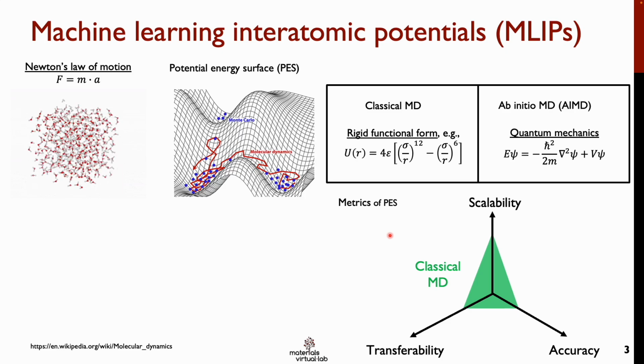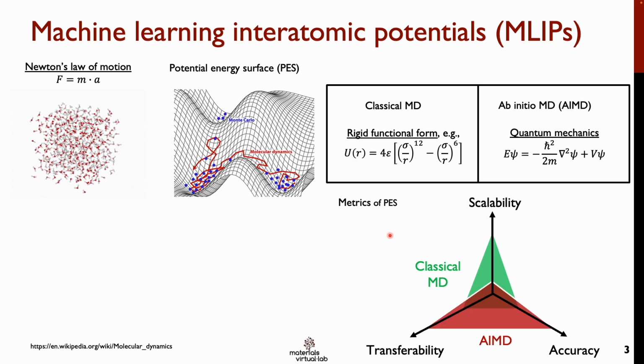While for ab initio molecular dynamics, we use approximations like density functional theory to solve the Schrödinger equation and get the potential energy surface information. And this method is highly transferable and accurate for the whole periodic table, but its scalability is very poor. It can only be applied to, say, 100 picosecond scale simulation within 1,000 atoms.